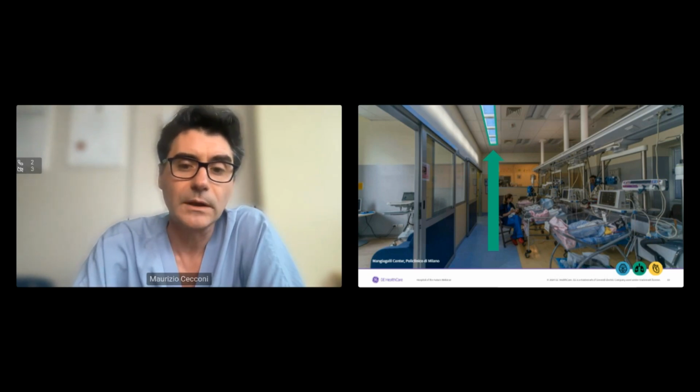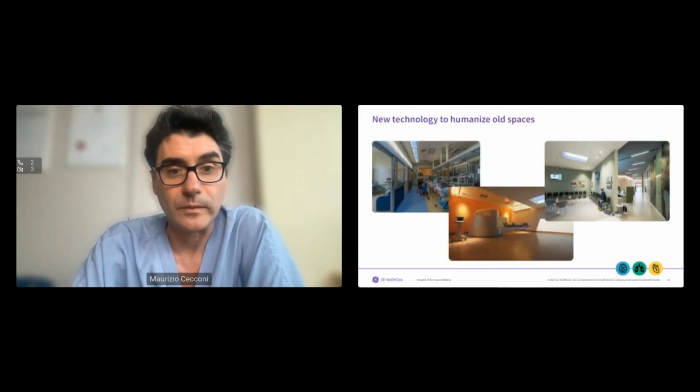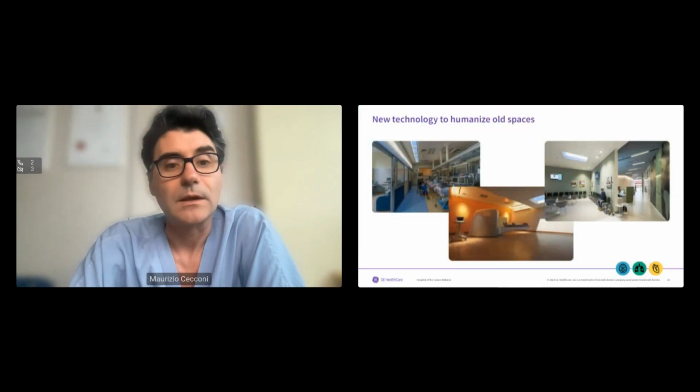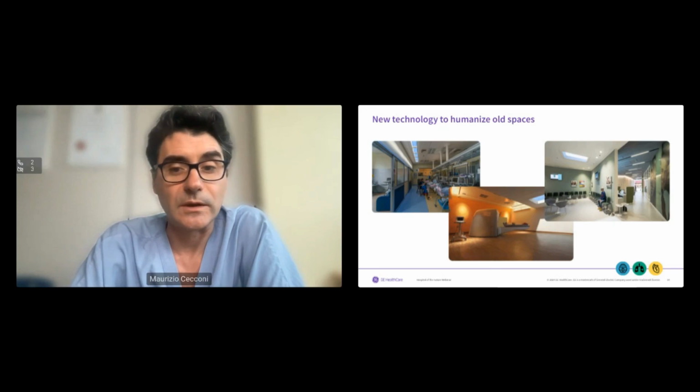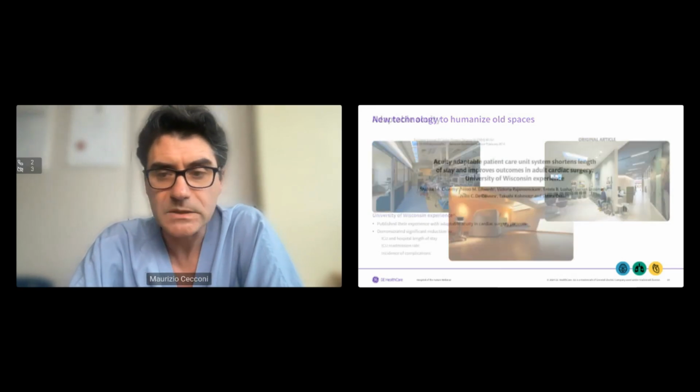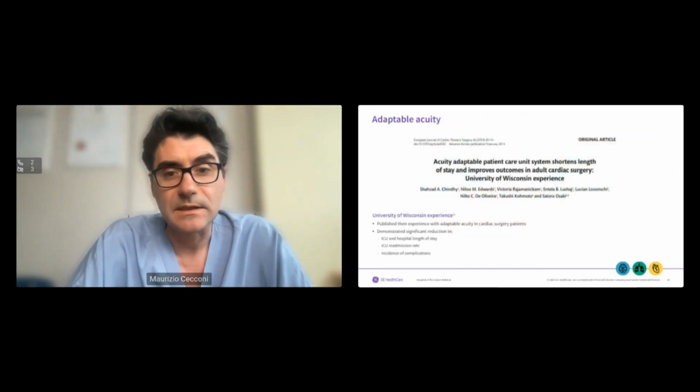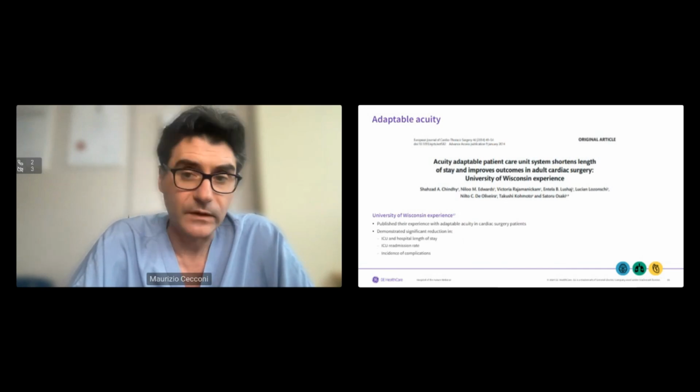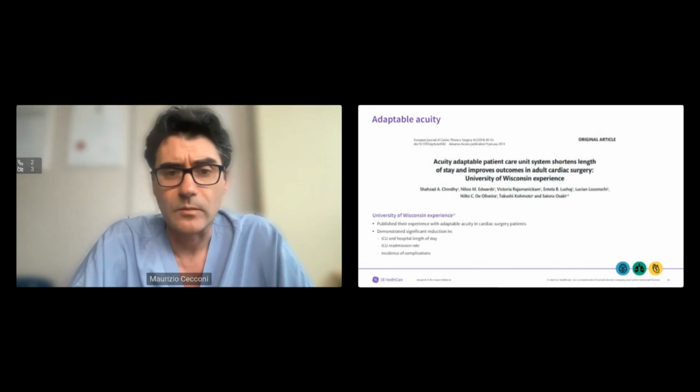I do think that we need to embrace also this and to think about how to humanize old spaces, even in spaces that maybe you cannot build up from scratch. So lots of concepts here, but what is the evidence for it? Well, I think a lot is probably common sense and experiences, and the experiences of what we're seeing from COVID.